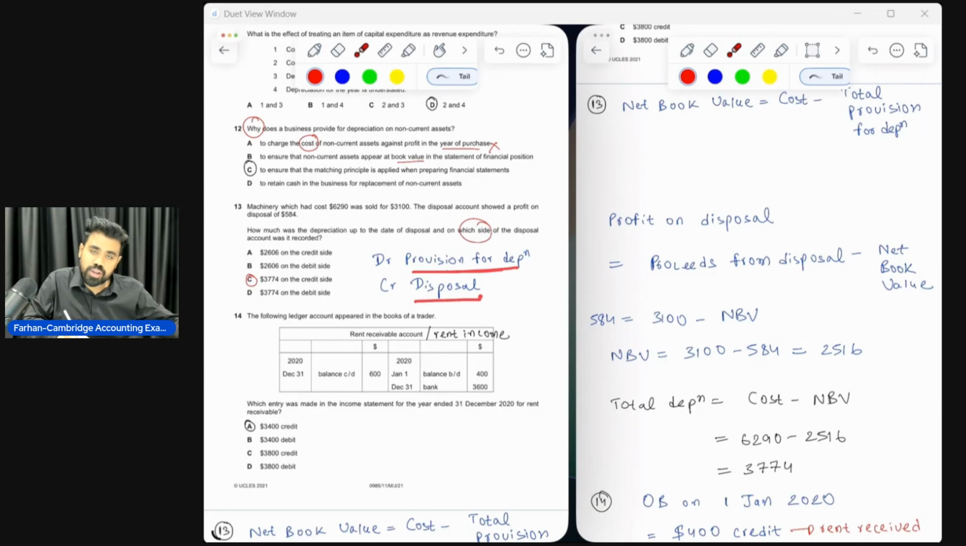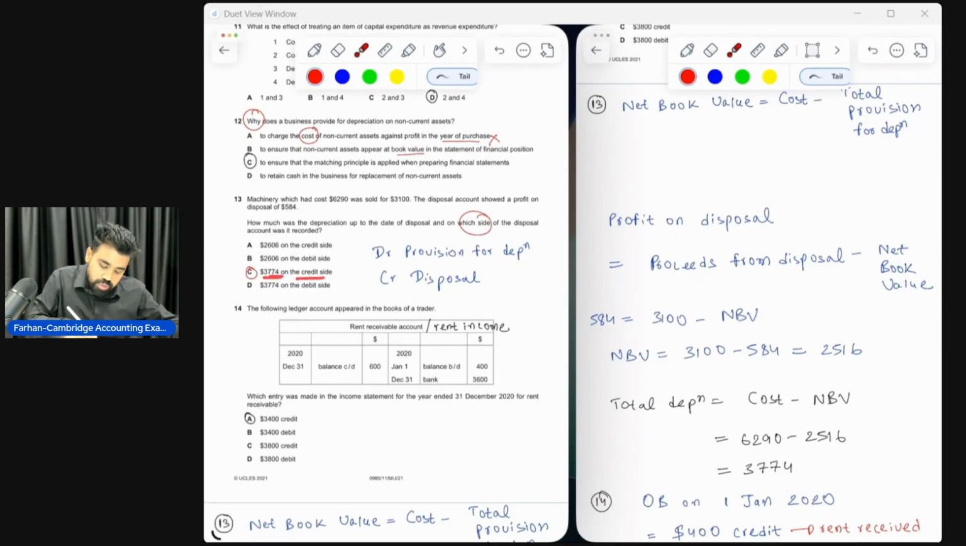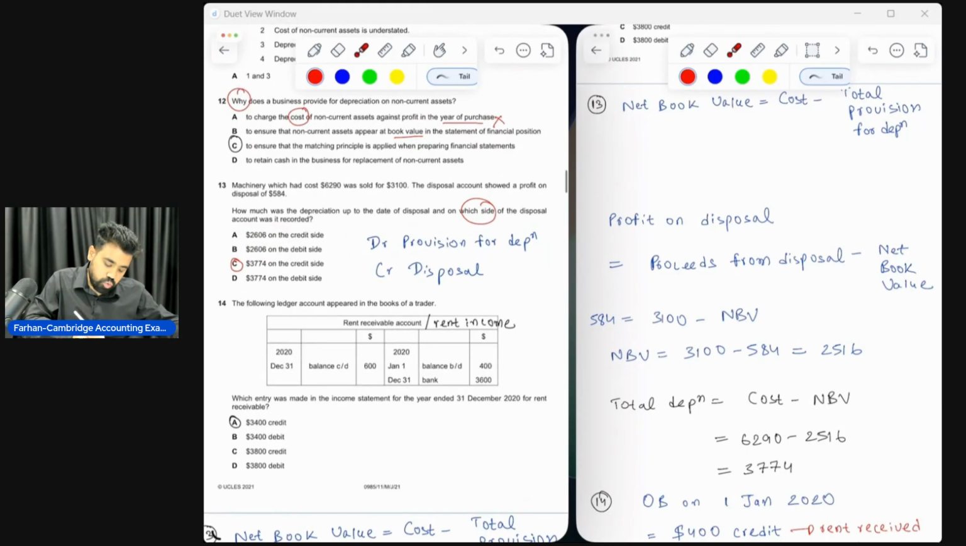So in the disposal account itself, the ledger account for disposal would be credited, mainly because of the provision for depreciation. So that means we would be selecting 3,774 on the credit side, as the question clearly specifies on which side of the disposal account was it recorded. Therefore, for number 13, the correct answer to select would be option C. All right.